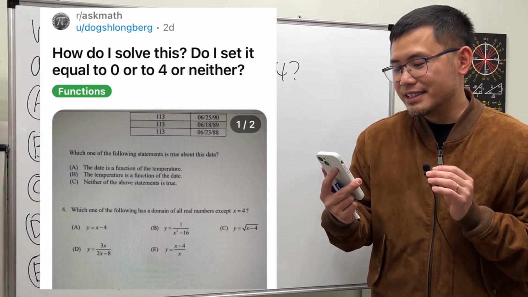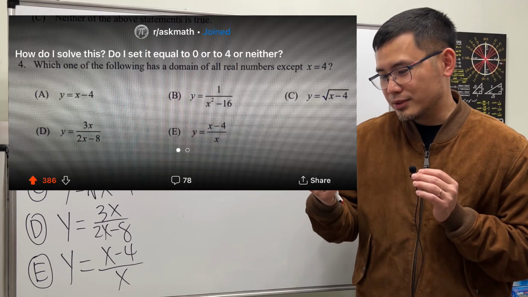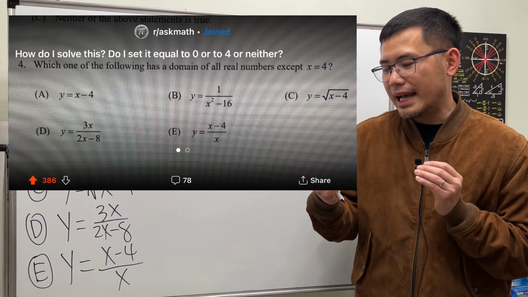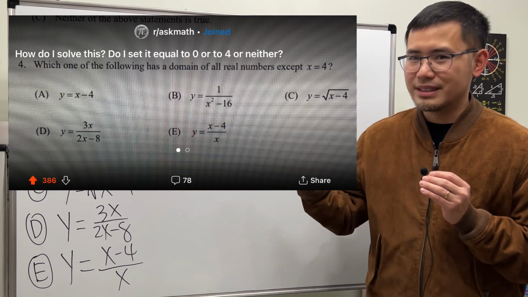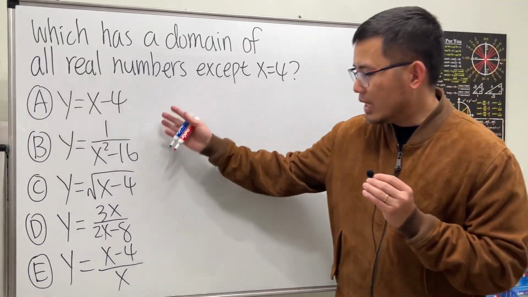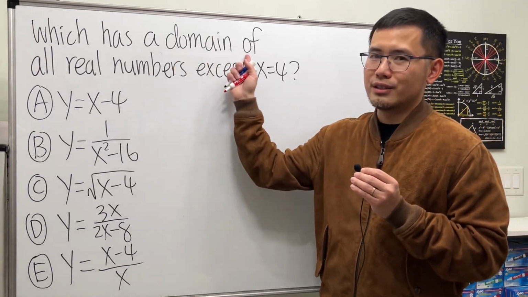How do I solve this? Do I set equal to 0 or to 4 or neither? And the question is, which of the following functions has the domain of all real numbers except for x equals 4? Now let's go over this. Right here we have these 5 functions, and we have to first remember what the domain is.